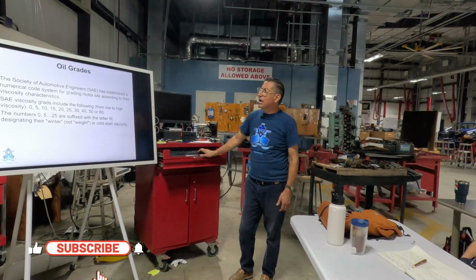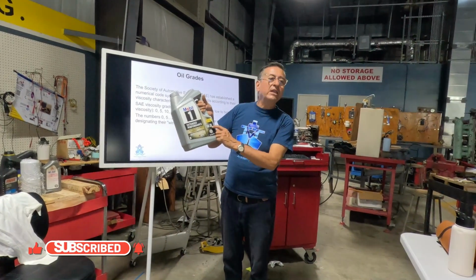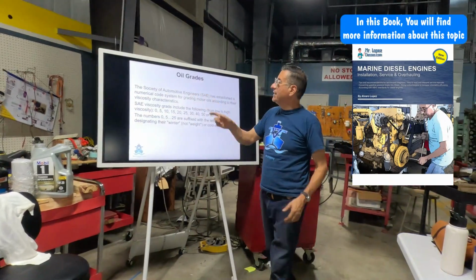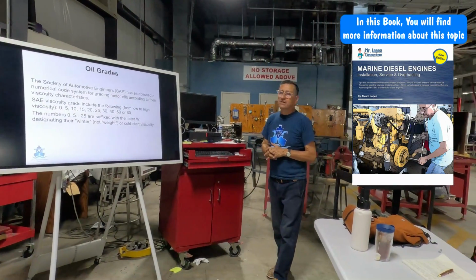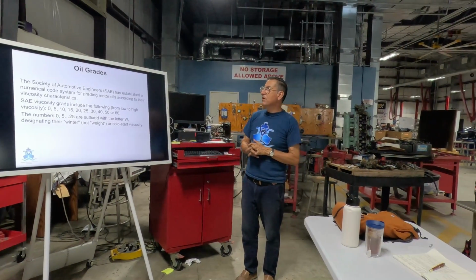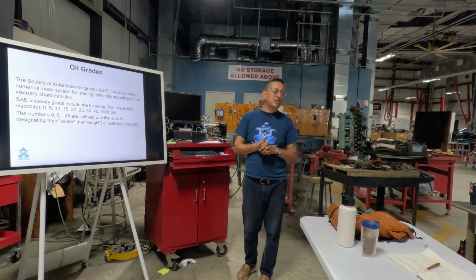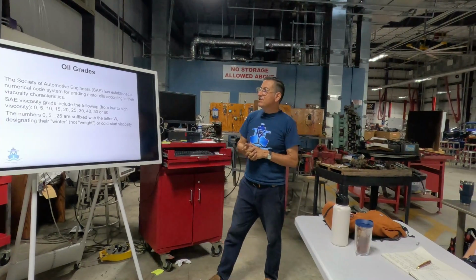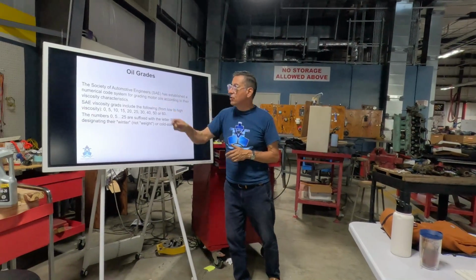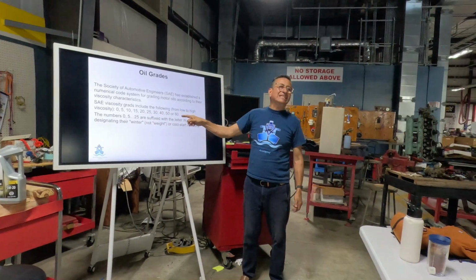And now we are going to talk about the meaning of those numbers: 5W20, 30, 40. What is the meaning of that? The Society of Automotive Engineers, SAE, has established a numerical code system for grading motor oils according to the viscosity characteristics. SAE viscosity grades go from low viscosity 0 to high viscosity 60.